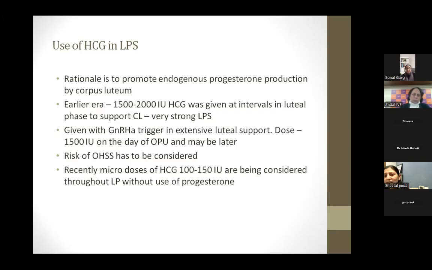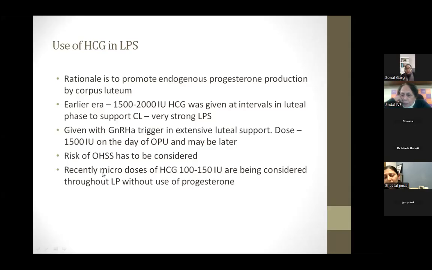But now it is considered a very, very strong luteal phase support, so it should be avoided. HCG is usually given with a GnRH trigger in cases of extensive luteal phase support, the European approach. It can be given in a dose of 1500 international units on the day of OPU once, if you have used a GnRH trigger, just to support the luteal phase if you want to do a fresh transfer. But you have to be careful with the risk of OHSS. If you have too many follicles, freeze-all would be a better strategy.